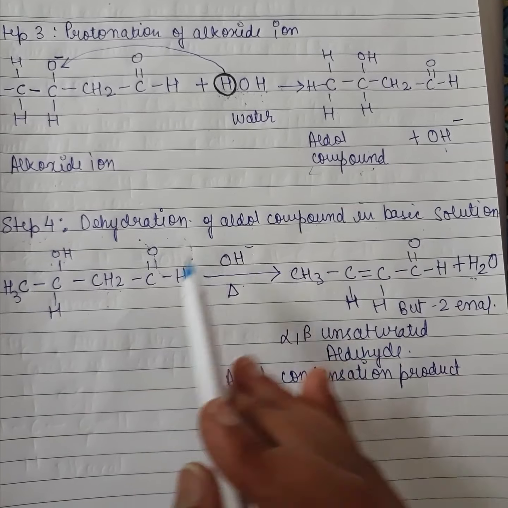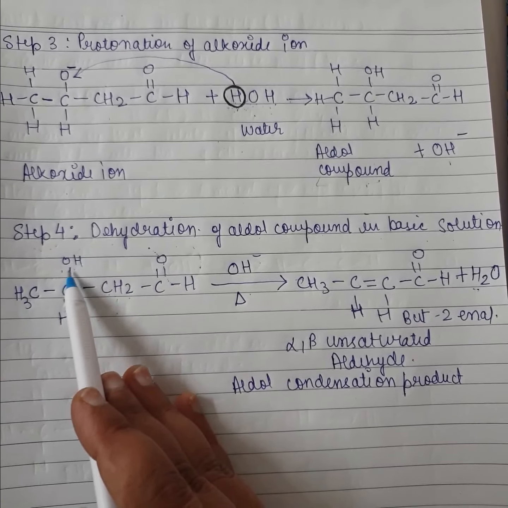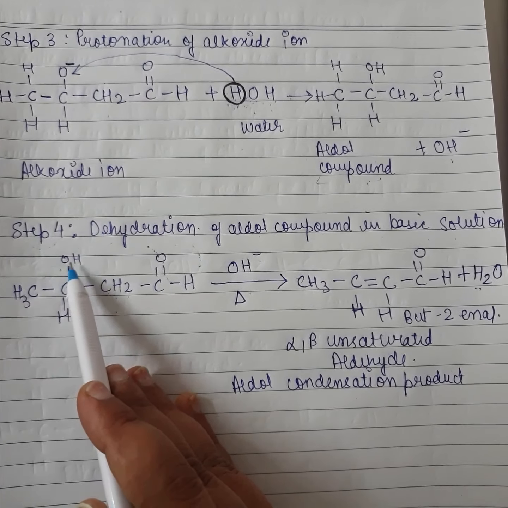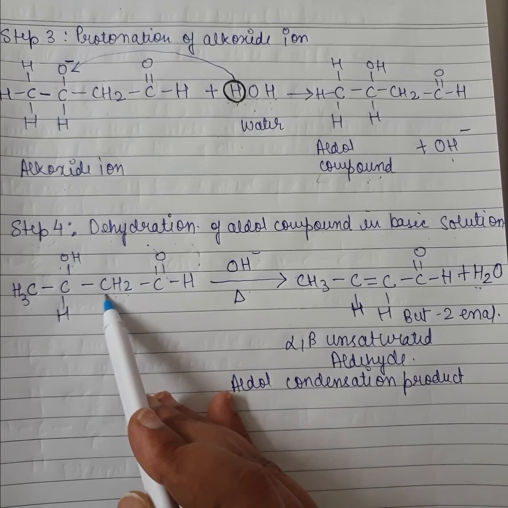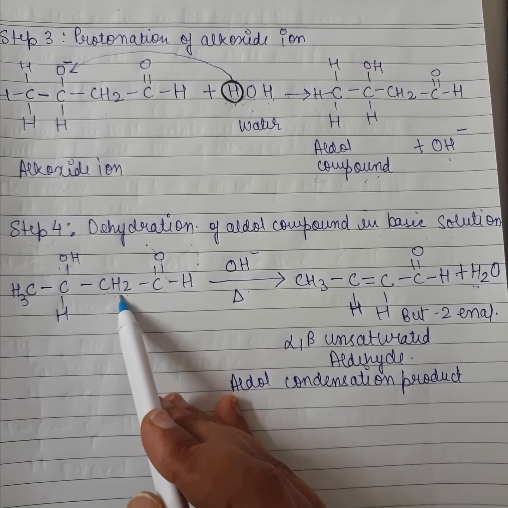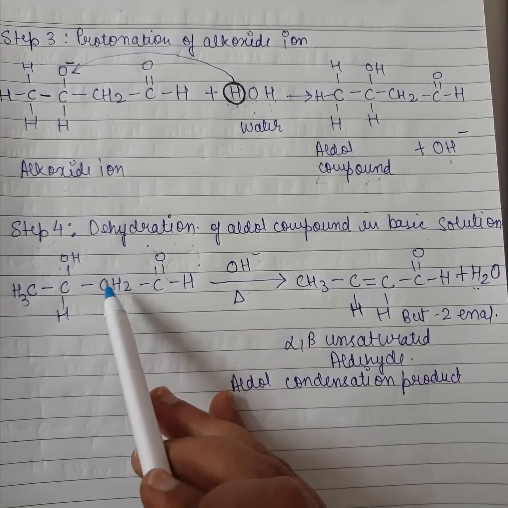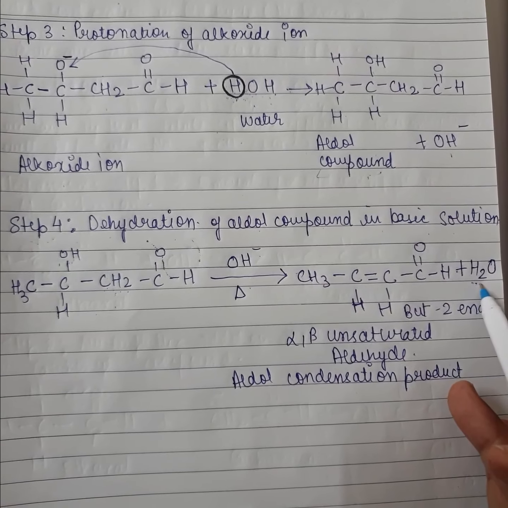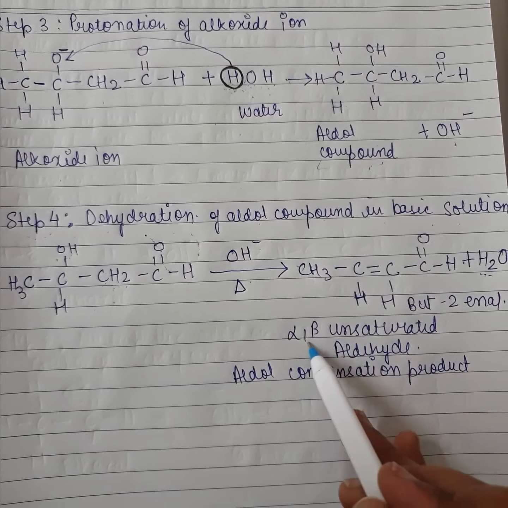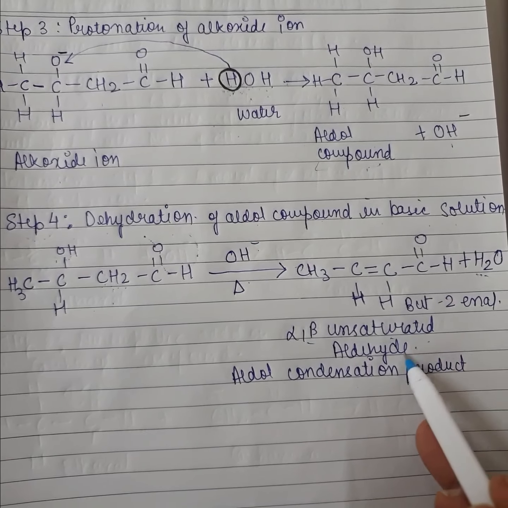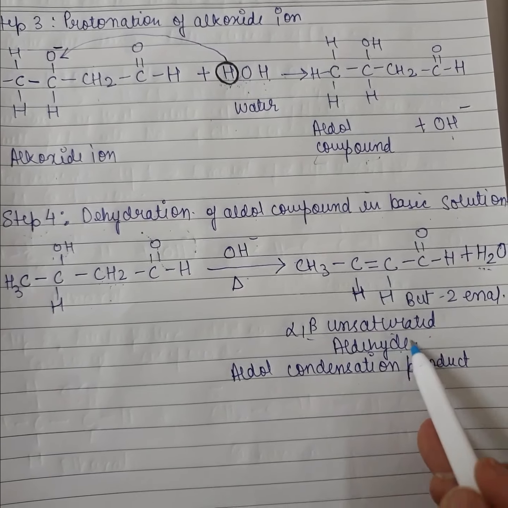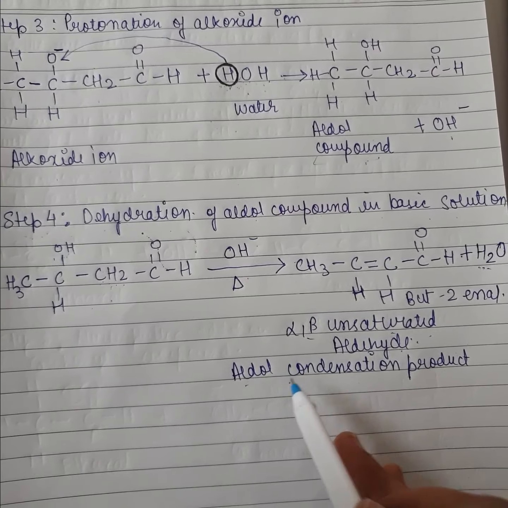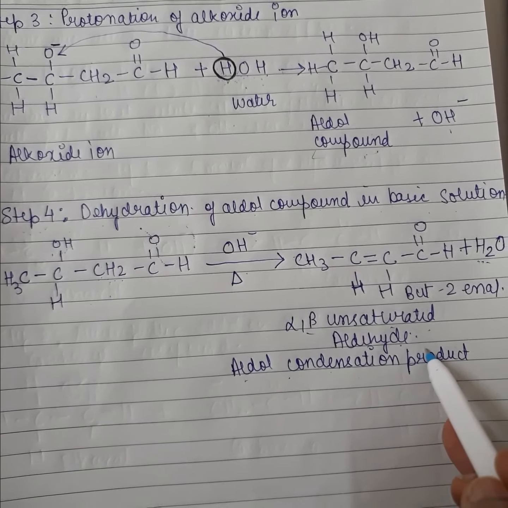So here how will this water molecule be liberated? Because in this structure the OH group is present. On the neighboring carbon, two hydrogens are there. So this OH and one hydrogen from this carbon will form a water molecule. In this way we will get alpha beta unsaturated aldehyde compound, and this compound is our aldol condensation product.